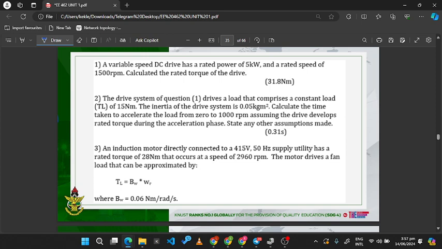So the assumptions we made were we neglected windage and friction, and then also assumed the acceleration was linear.